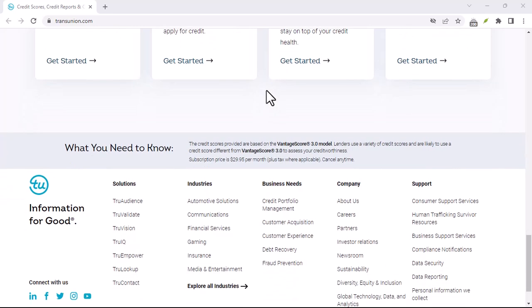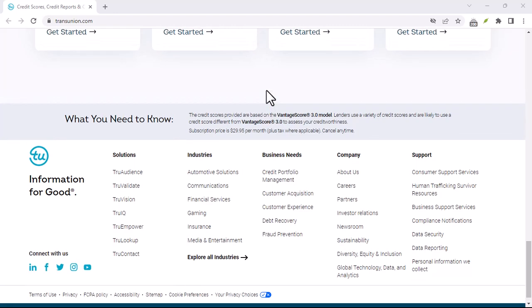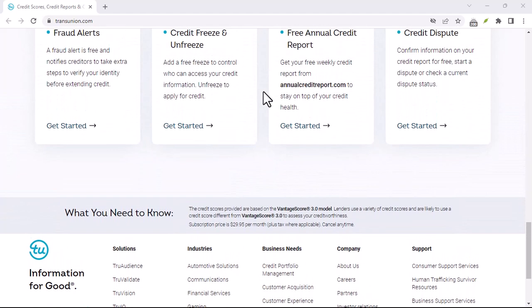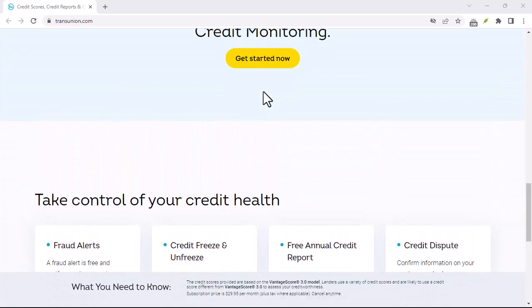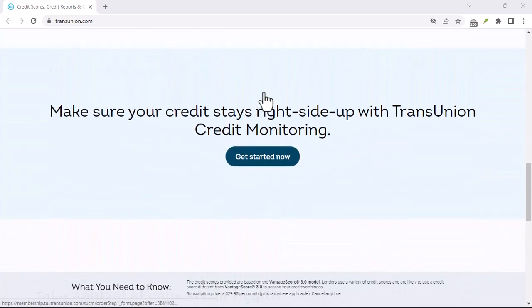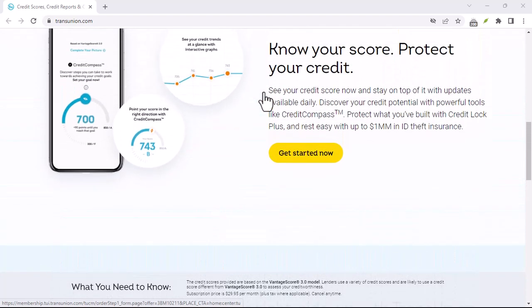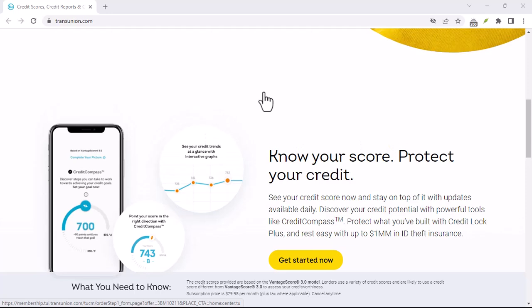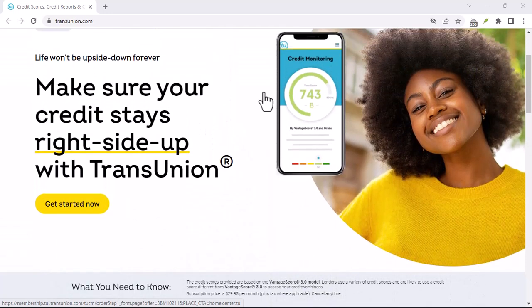Now, I know what you're thinking. Why bother calling when you can do everything online? Well, while TransUnion does have an online portal, there are times when picking up the phone is your best bet. Maybe you're dealing with a complex issue that requires a human touch, or perhaps you just prefer to talk to a real person. Whatever your reason, we've got you covered. Let's start with the basics.